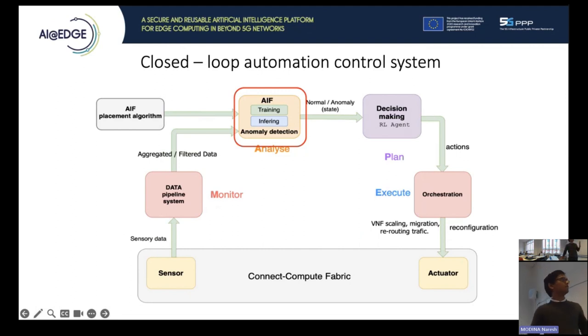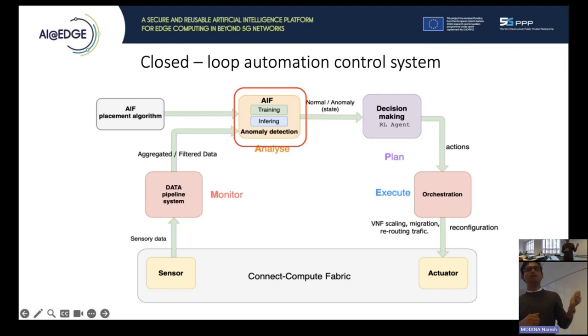Noor has clearly established the fundamental blocks that are needed for this closed loop automation control system, starting with the AF placement in order to see which is the best combination of the clients, number of clients, and in terms of the location where to place them. Once having placed these AF functions, then the training parser comes into place in order to detect if there is any abnormality in the infrastructure.